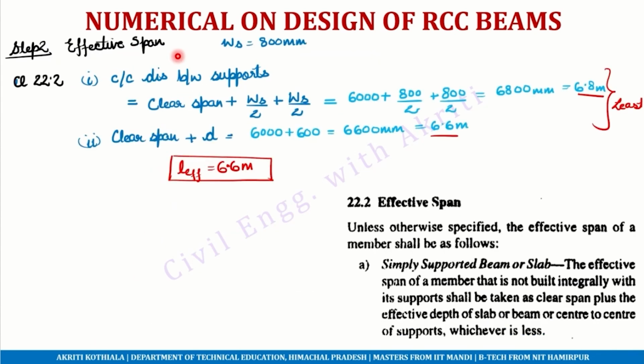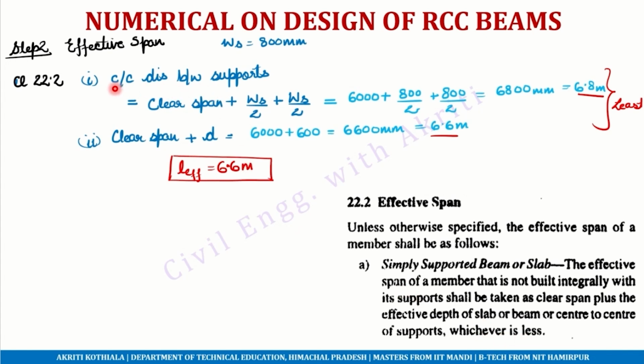Now, effective span. The width of the support given to us in the question is 800 mm. So from clause 22.2 we can see that for a simply supported beam or slab not built integrally with its support, the effective span shall be taken as the clear span plus the effective depth of the slab or beam, or center to center of the supports, whichever is less.